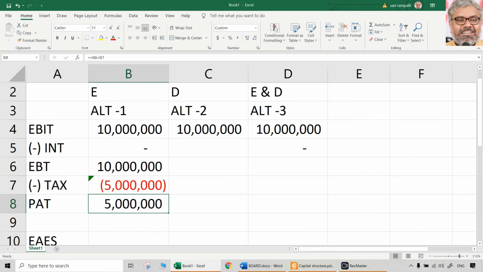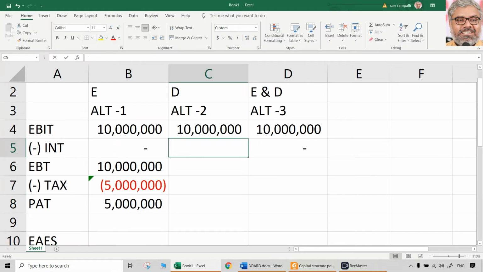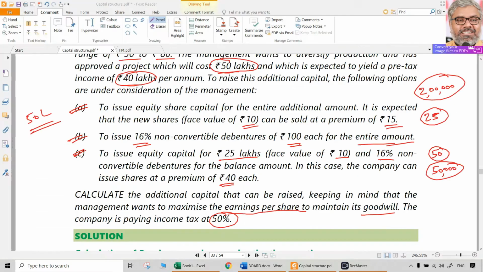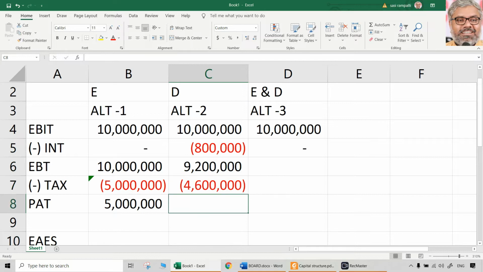Alternate 2, 16% non-convertible debentures of 100 rupees each are going to be issued for the entire amount. How much is the entire amount? Means 50 lakhs. On 50 lakhs, 16% interest rate is there. So 8 lakhs is going to be the interest in the second alternative. So obviously, what is going to be the earnings before tax? That will be 92 lakhs. Tax will be 46 lakhs. Earnings after tax or profit after tax will be 46 lakhs in alternate 2.